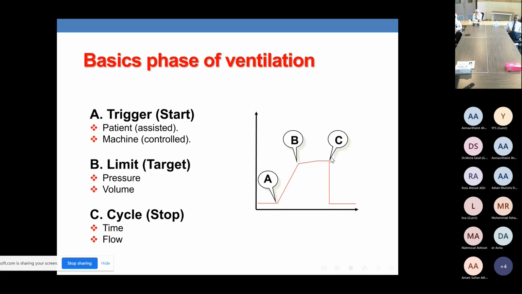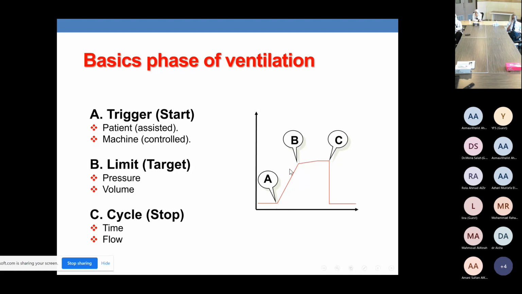Then, when the inspiration is about to finish, there will be what we call the cycling. The cycling here can be time or can be flow. We will come to it now. So again, the inspiratory cycle will start by the trigger. Then, of course, there is a rise time. This is the time you need to reach the target. Is it short? Is it slow?